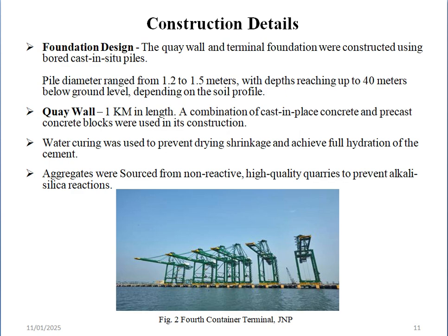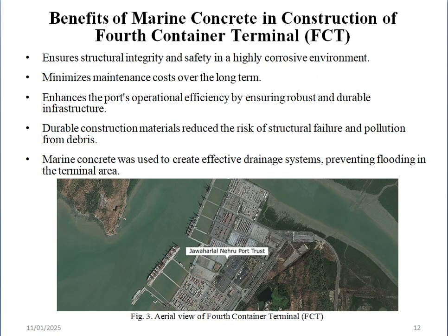Water curing was used to prevent drying shrinkage and achieve full hydration of the cement. Aggregates were sourced from non reactive high quality quarries to prevent alkali silica reactions. Benefits of marine concrete in construction of fourth container terminal or FCT.